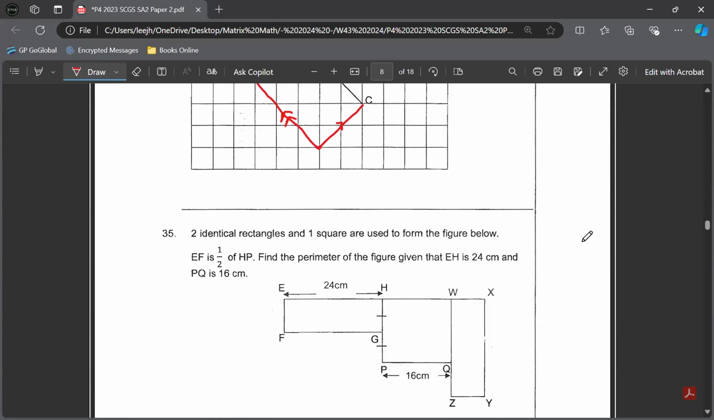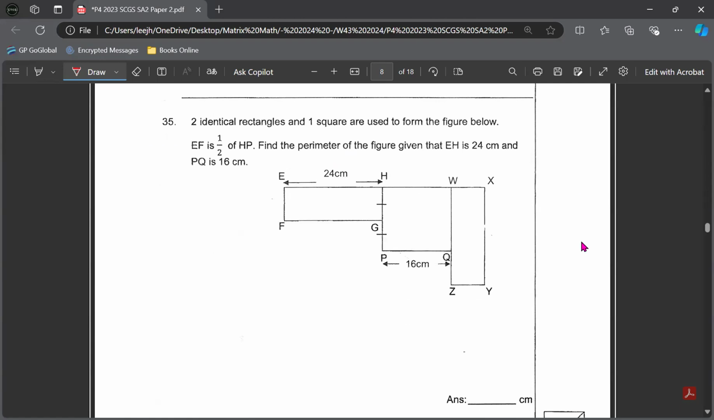The answer. Question 35. Two identical rectangles and one square, use identical. So this and this are identical. Same. So EF is half of HP. EF is 1 unit. HP, this 2 units, right? So this and this will be equal. So if I write like that, you all can see it. So this is 1 unit, this is 2 units, right? So this and this are equal.